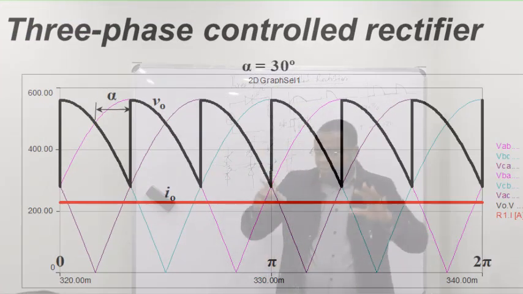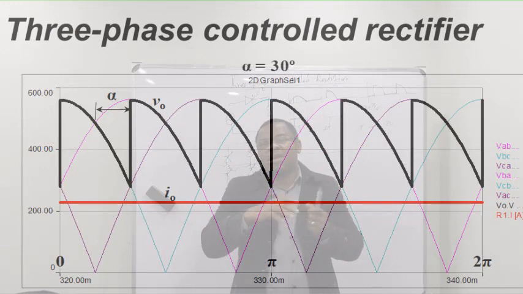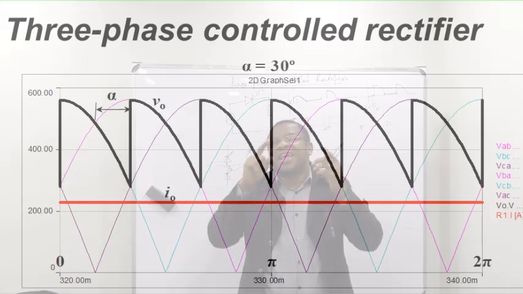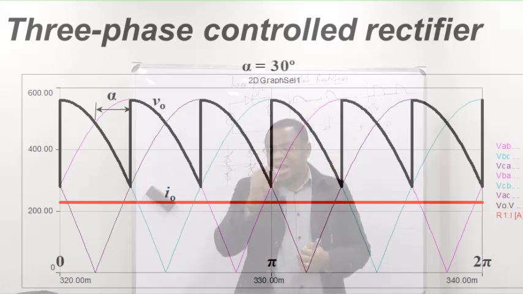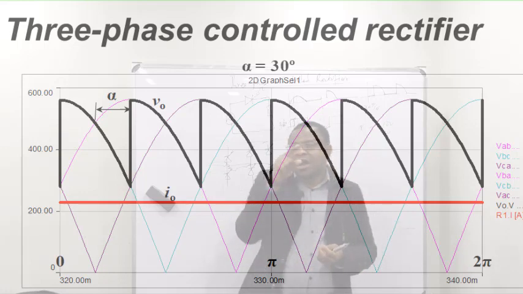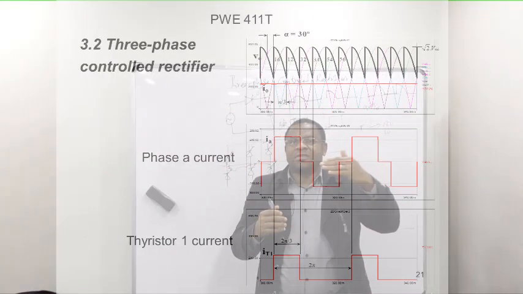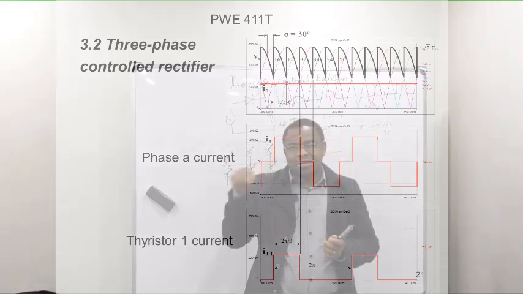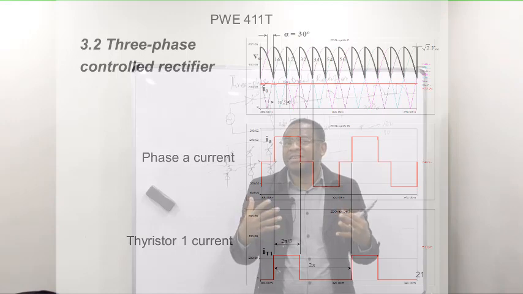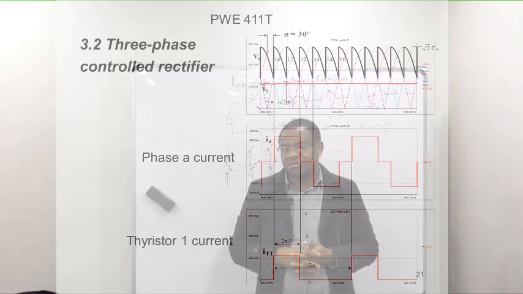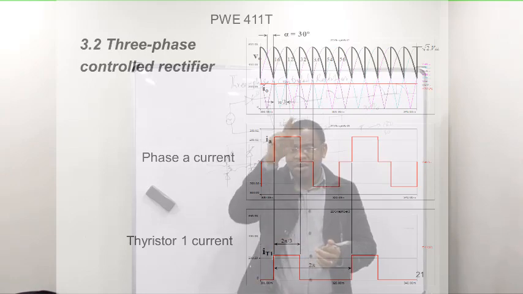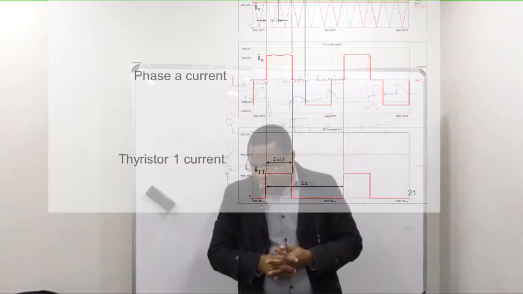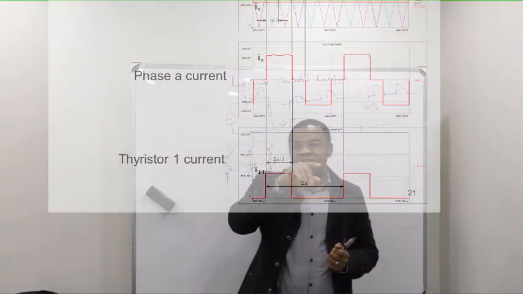Now what you have here is how the signal will look when the firing angle is 30 degrees. You can also see the input AC current, how it will look. The input AC current shows that this rectifier is injecting harmonics back to the source. With input AC current like that, it contains a lot of harmonics. And then you also have the thyristor current.